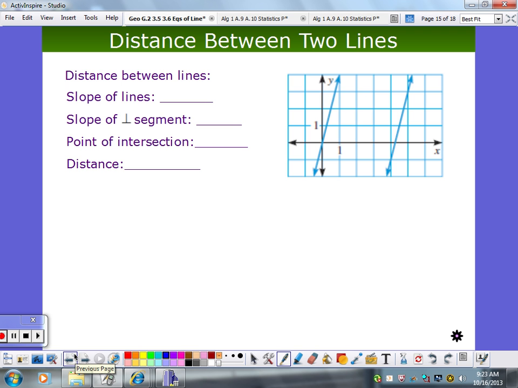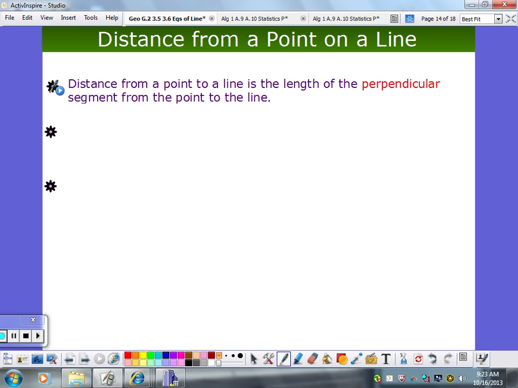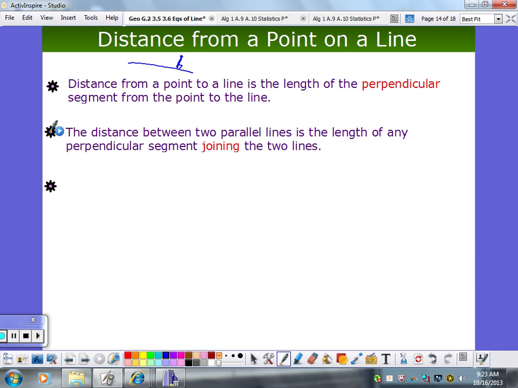Okay, distance between a point and a line or two lines. So the distance from a point to a line is the length of the perpendicular segment from the point to the line. So if you have, here's a line, that's how I can find distance. The distance between two parallel lines is the length of any perpendicular segment joining the two lines. So again, they have to be perpendicular, that length. That's how far apart parallel lines are.